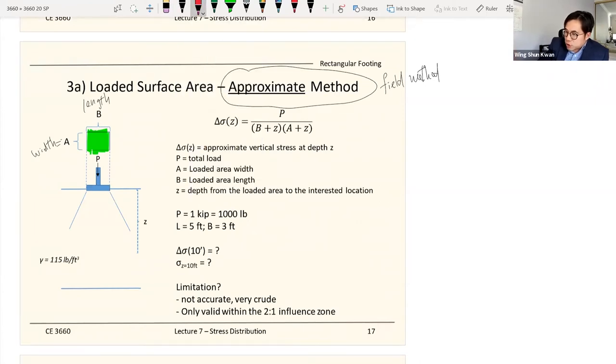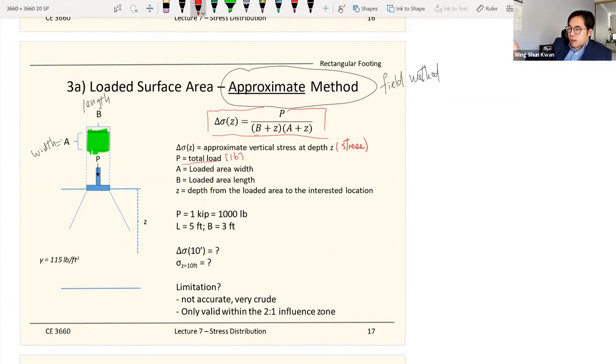It's just the change of the stress. The distributed stress will be equal to P, which is the loading again, so very likely a weight, in pounds or kilograms, divided by the area. One more time, this is a stress, so delta sigma is a stress. The answer you find cannot be in pounds or whatever; it needs to be in terms of stress, so psf, pounds per square foot, or kilopascals, or kilonewtons per square meter. So you have the loading divided by the length of the foundation plus the depth, times the width plus the depth.